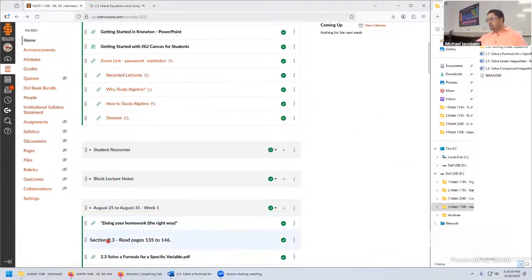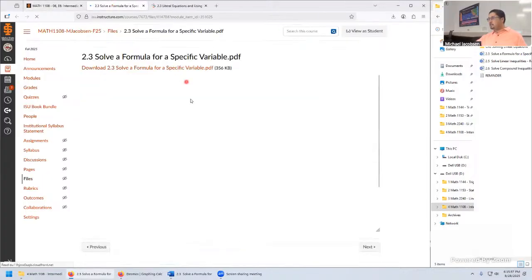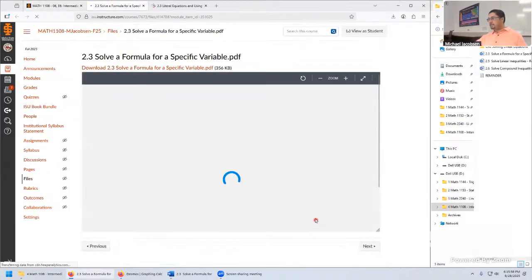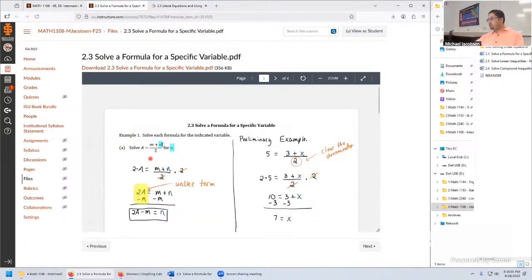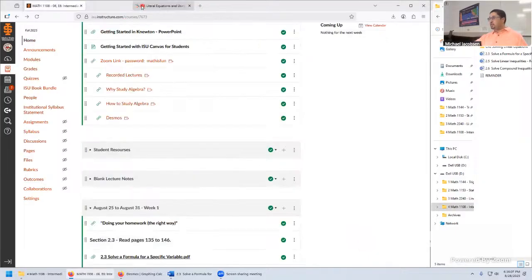By the way, this section 2.3, this right here, oh, I'm pointing at the wrong thing. This right here is a PDF. And if you open this right now, it's no longer blank. It's showing the work that we did last time. So that's part of what we're going to be doing on the course Canvas page. Everything that we solve is going to be recorded and then re-uploaded at the end of class.